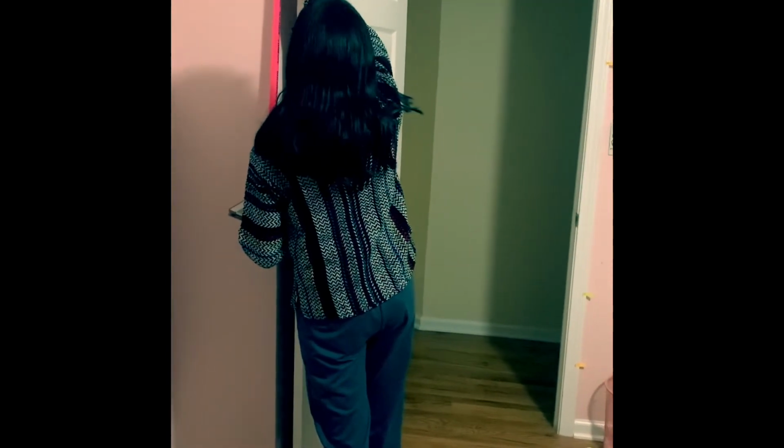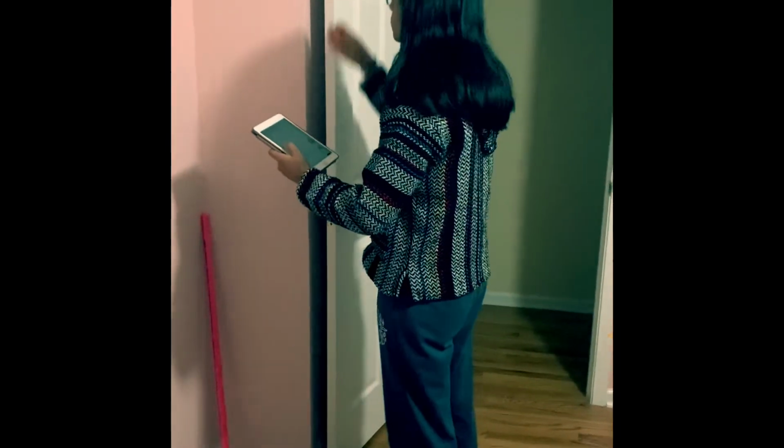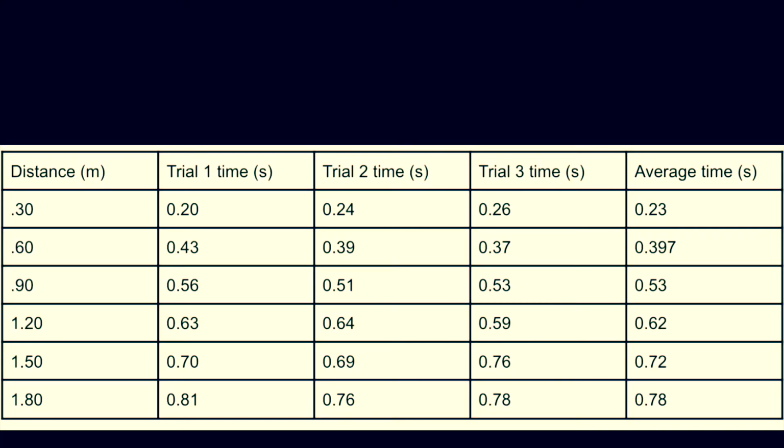To do this experiment, I marked 1.8 meters, which is the height, on my wall using a meter stick, and dropped the ball from that height. I started the timer when the ball was released and stopped the timer when the ball hit the ground. Then I did this 3 times with the same height. I did this for 1.5 meters, 1.2, 0.9, 0.6, and 0.3 meters.